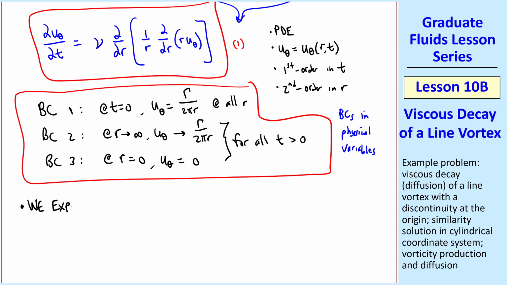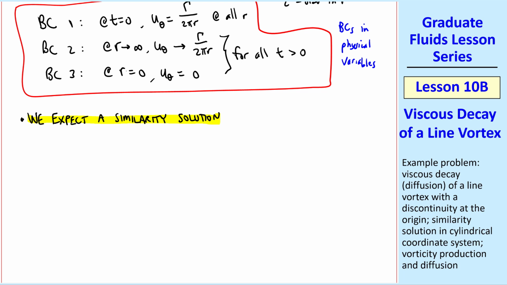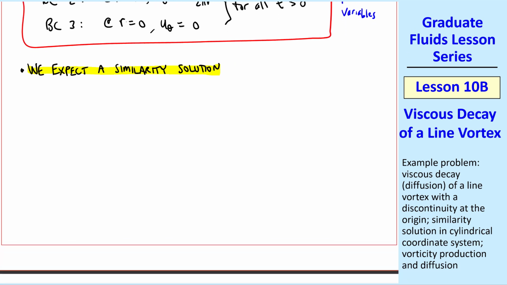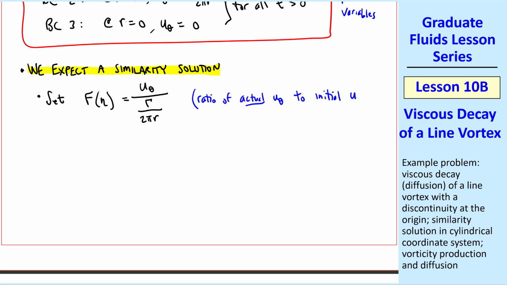But again, like the previous problems, there's no length scale, so we expect a similarity solution. So we need to define similarity variables. Let's set capital F of eta to be u theta over the original u theta at t equals 0. So capital F is a ratio of the actual u theta to the initial u theta.